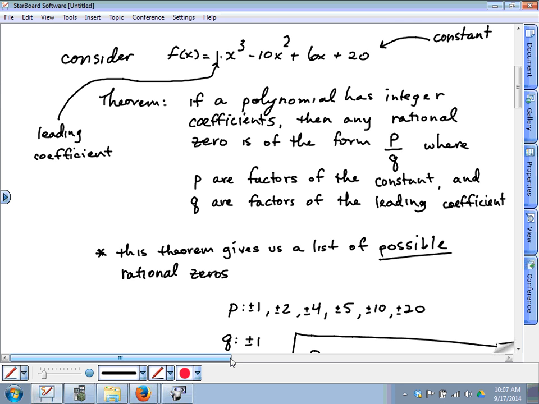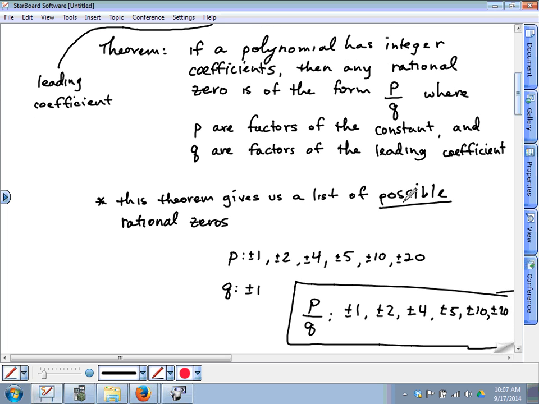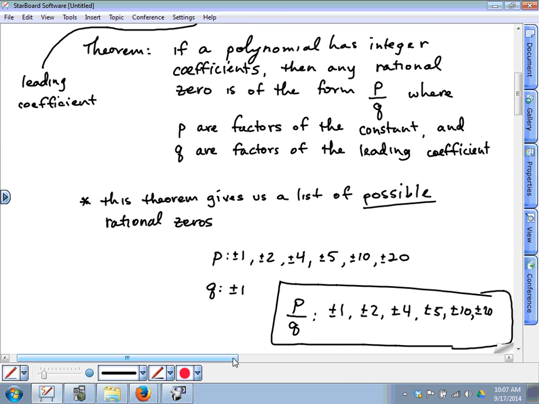True. I mean, it changes the sign. So if we took all the factors of P and divided it by plus or minus 1, then our P divided by Q list is essentially just going to be the numbers from P. But we need to state this. This is P divided by Q. P divided by Q would be plus or minus 1, plus or minus 2, plus or minus 4, 5, 10, and 20.